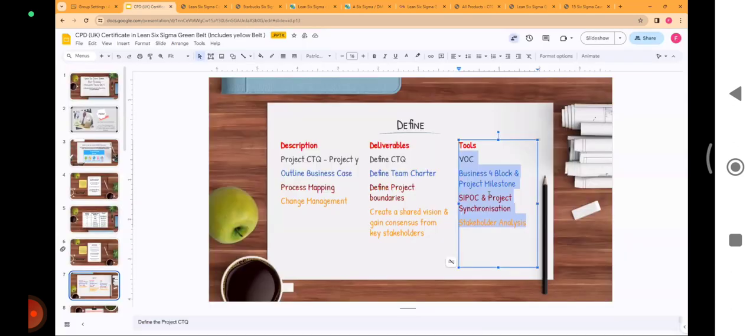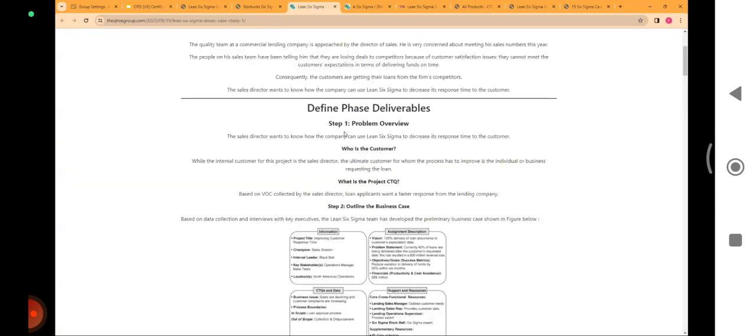So now, let us see how exactly they used the VOC, the business 4-block, SLPC, and also stakeholder analysis. So they say step number one is basically to give an overview of the problem. What exactly is happening here? So the sales director wants to know, how can we use Lean Six Sigma to decrease response time to the customer? Okay, that is what they need to do.